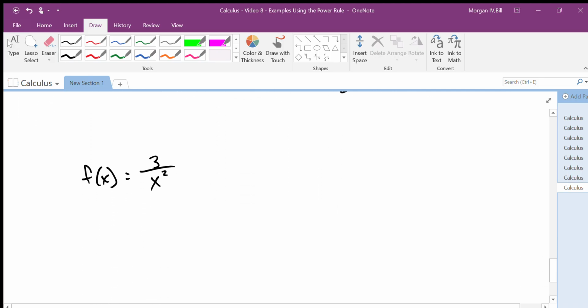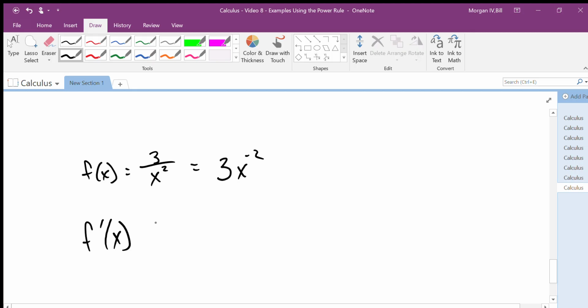Okay. How about the function 3 over x squared? Well, rewrite 3x to the negative 2. F prime of x, bring that negative 2 down, that's 3 times negative 2, x to the negative 2 minus 1. That is negative 6, 3 times negative 2 is negative 6, x to the negative 3rd.